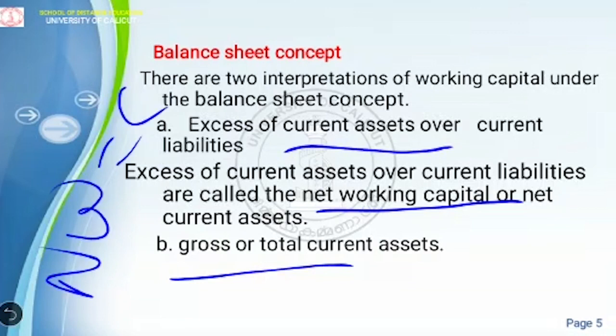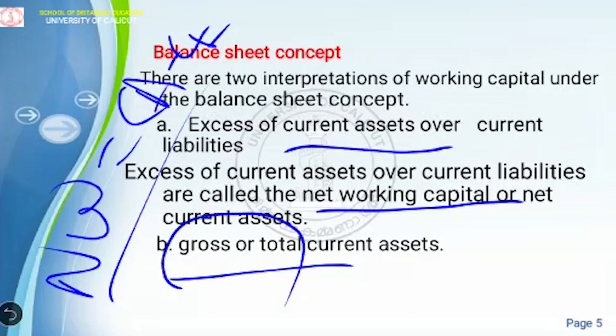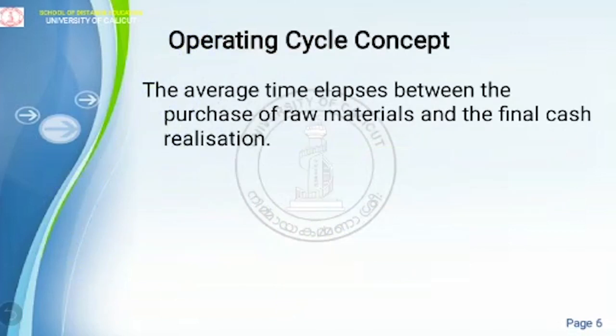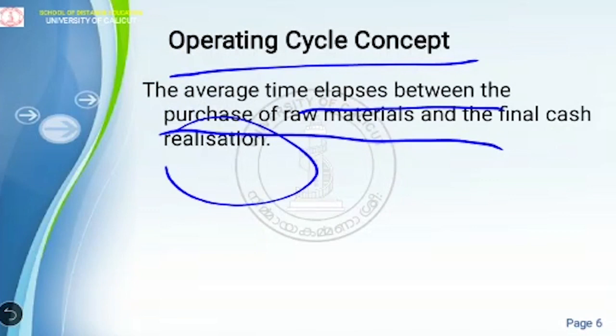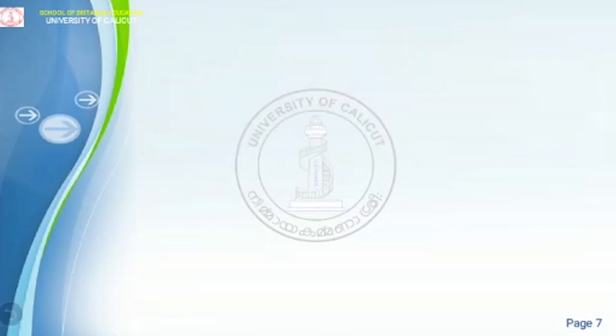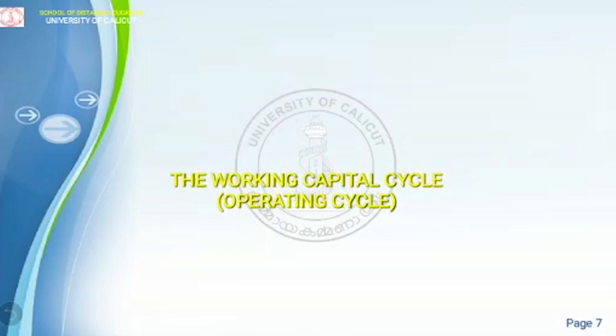Net working capital means the excess of current assets over current liabilities, that is, current assets minus current liabilities. The gross concept of working capital means total current assets. The amount invested in total current assets is called gross working capital. The second concept is the operating cycle concept. As the name indicates, it is the average time that elapses between the purchase of raw material and the final cash realization. You can explain this based on this flow.